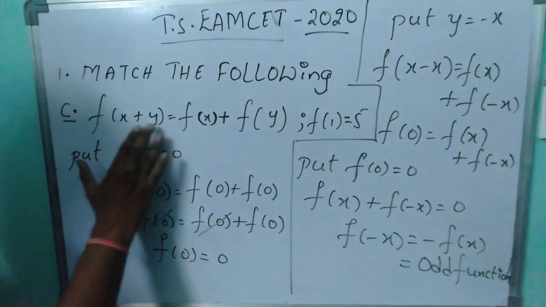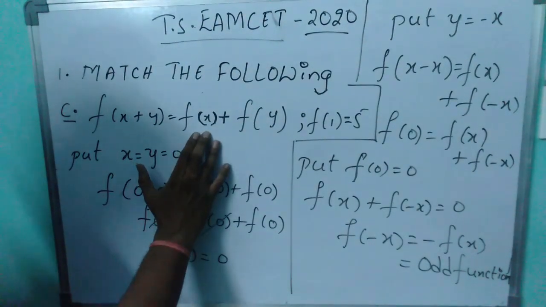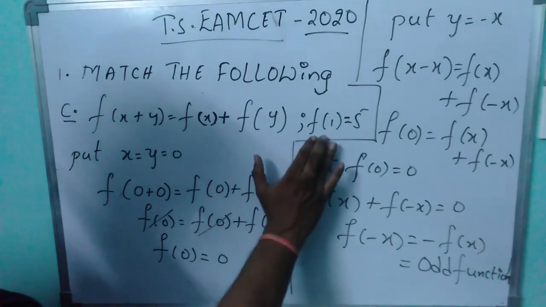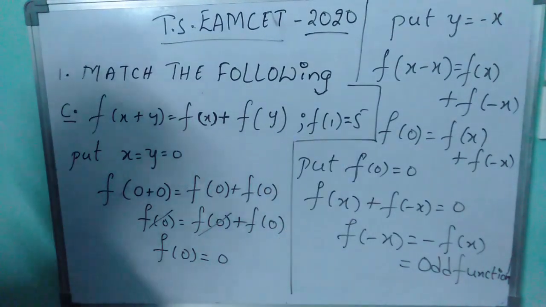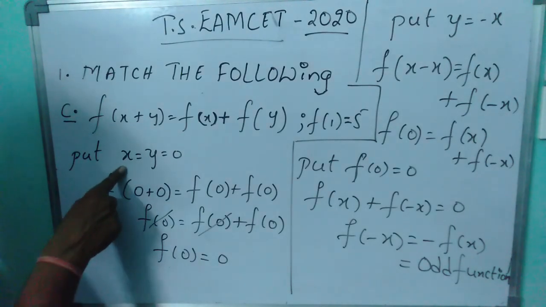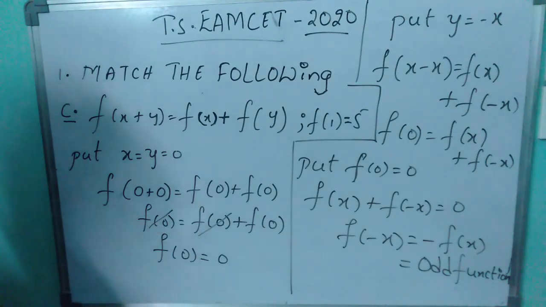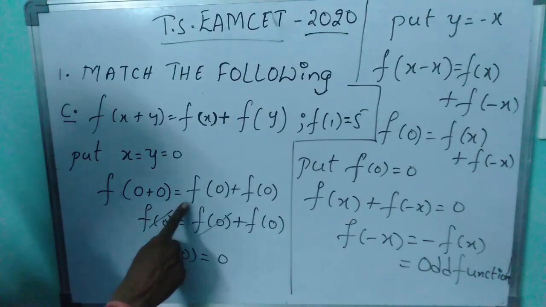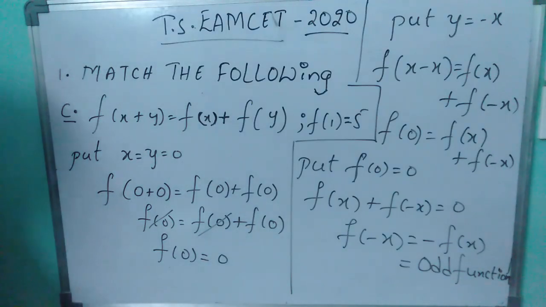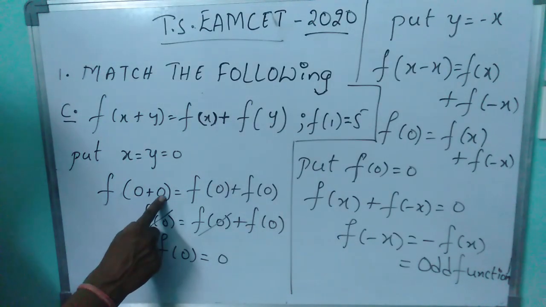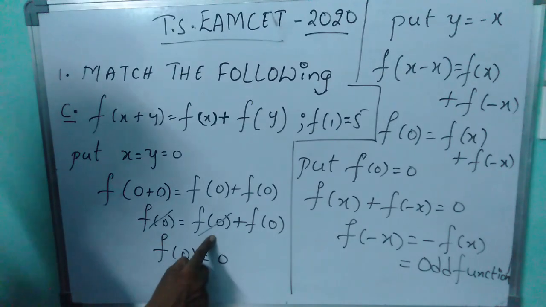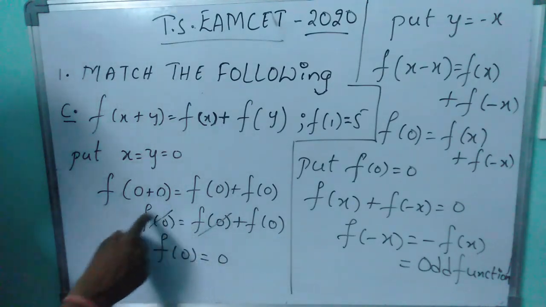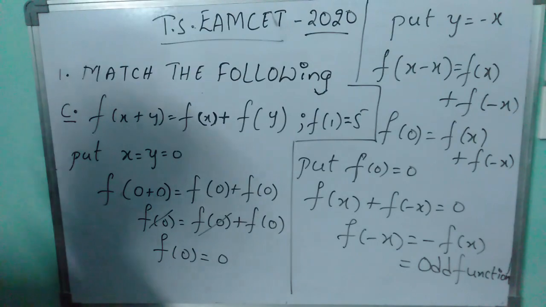Here f of x plus y equals f of x plus f of y, and given f of 1 equals 5. We have to check what type of function f of x is. For this, let me replace x equals y equals 0 in the above equation. Then f of 0 plus 0 equals f of 0 plus f of 0. We know f of 0 plus 0 means f of 0, so f of 0 equals f of 0 plus f of 0. Both f of 0 get cancelled, so f of 0 equals 0, we got.